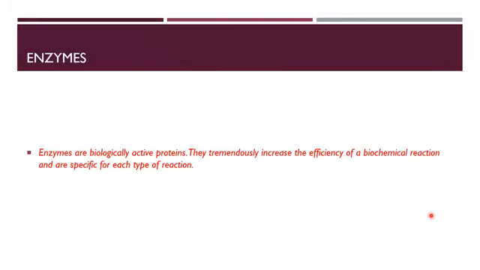So they are involved in the regulation of gene expression. Now we'll discuss the enzymes. Enzymes are biologically active proteins. They tremendously increase the efficiency, or the speed, of a biochemical reaction. Okay, they are not going to turn the biochemical reaction on or off. For these purposes, the hormones are there.